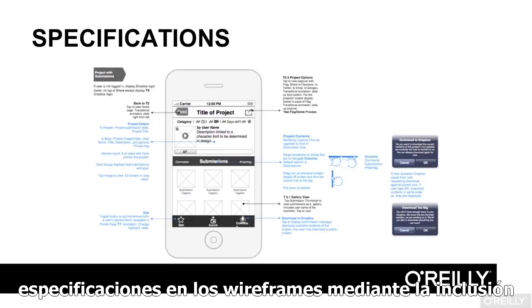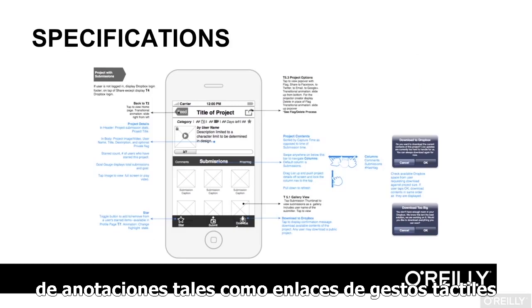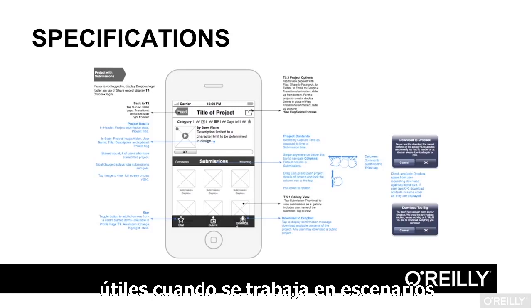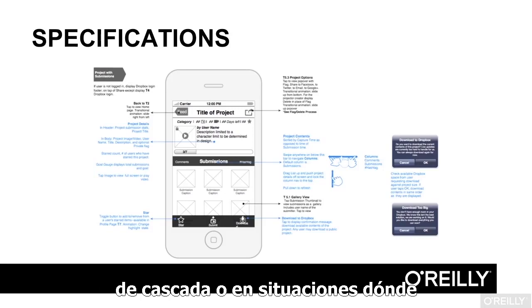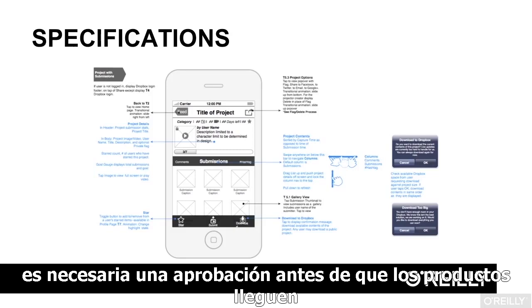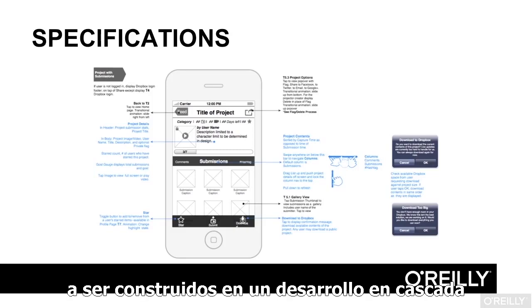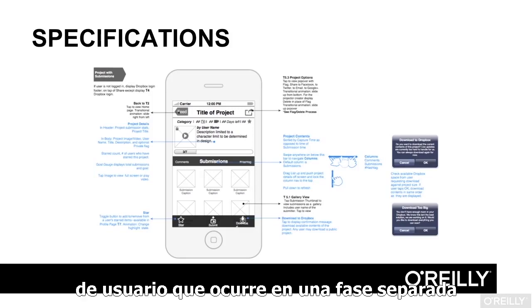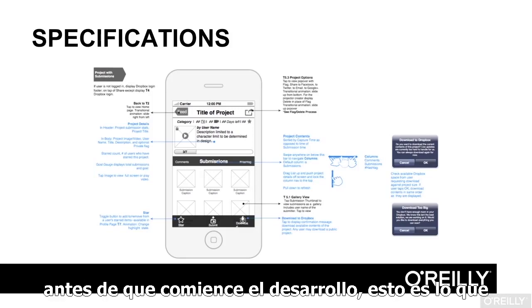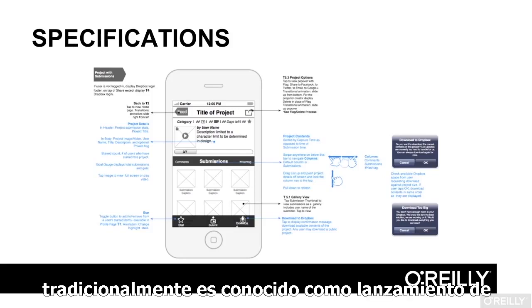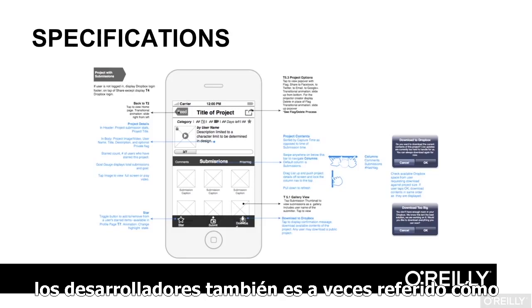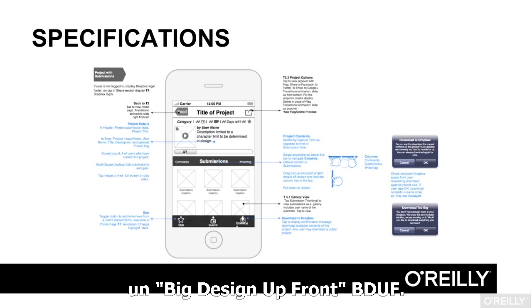Specifications expand on wireframes by including annotations, such as links, touch gestures, and error states. Specifications are useful when working in waterfall scenarios or in situations where prior approval is needed before products get built. In a waterfall development scenario, design requirements gathering and user experience happens in a separate phase before development begins. This is what's traditionally known as throwing wireframes or comps over the wall to the developers. It's also sometimes referred to as big design up front.